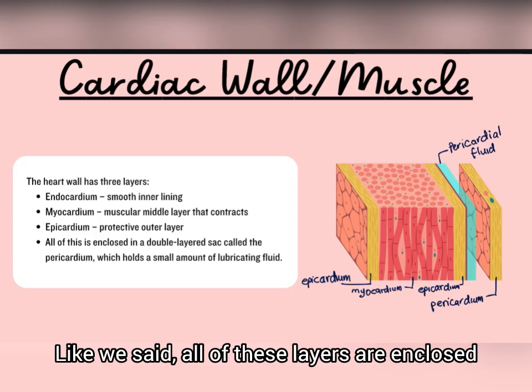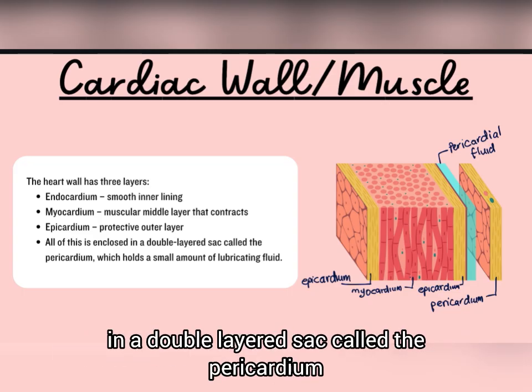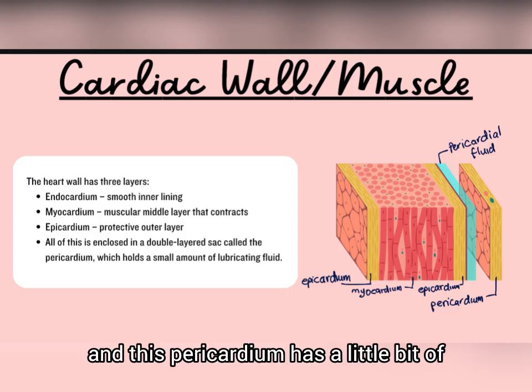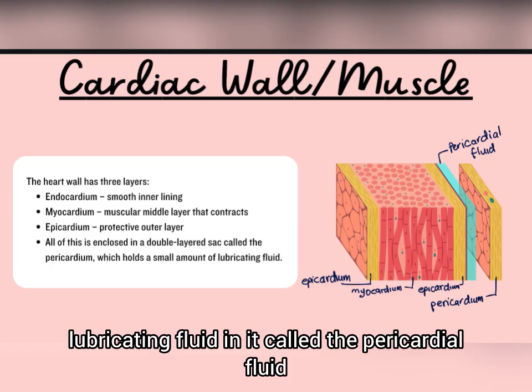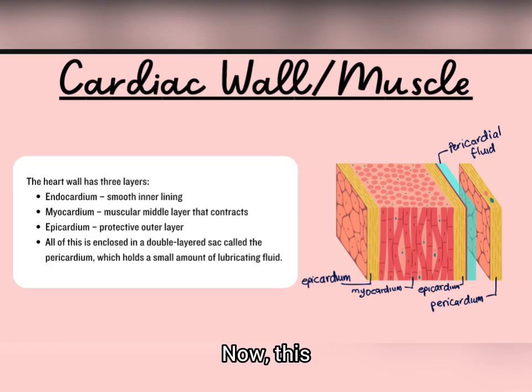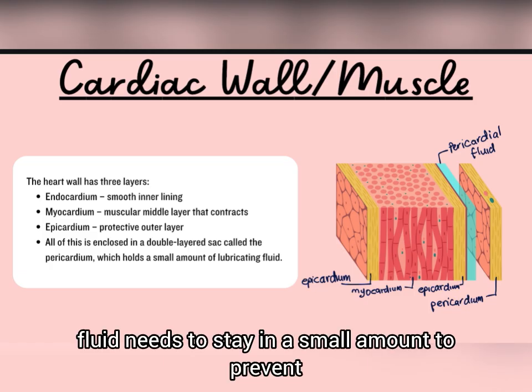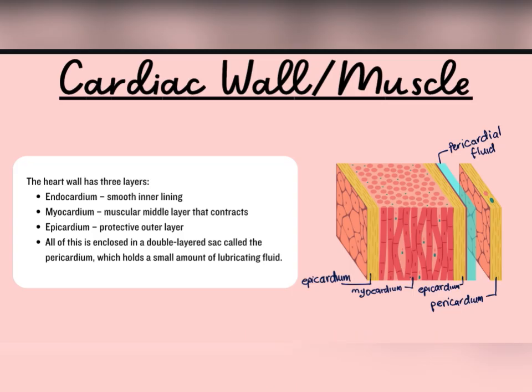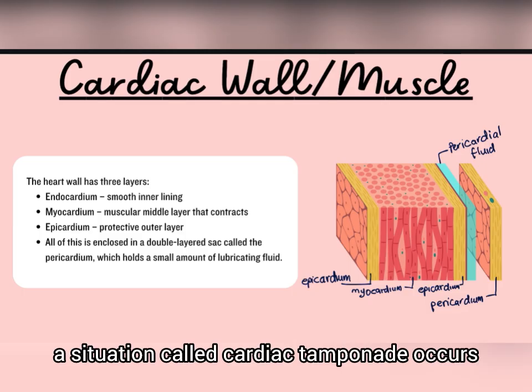Like we said, all of these layers are enclosed in a double layered sac called the pericardium, and this pericardium has a little bit of lubricating fluid in it called the pericardial fluid. Now, this fluid needs to stay in a small amount to prevent injury to the heart or to prevent heart disease. If the fluid is too much, a situation called cardiac tamponade occurs.